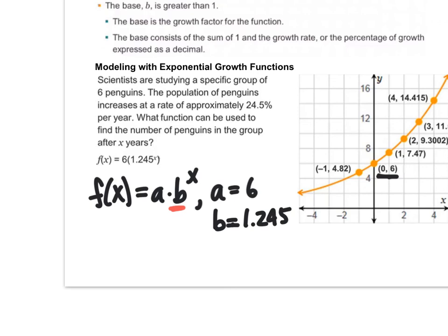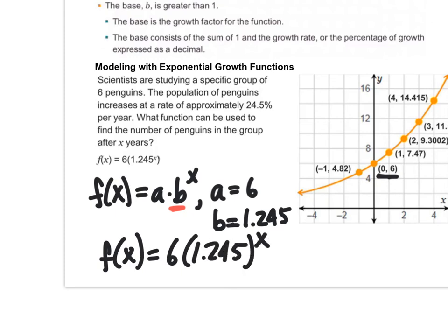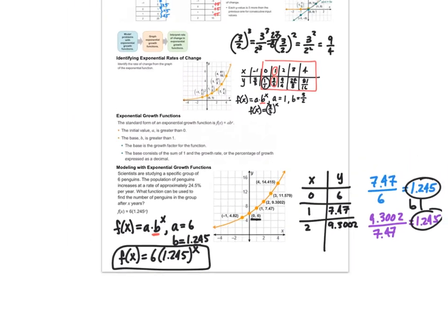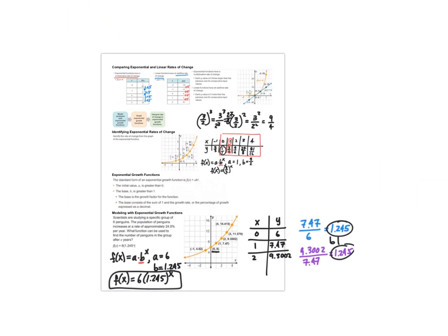And so then I just write my function and say f of x is equal to 6 times the quantity 1.245, all raised to the x power. Make sure that you watch this video and see how I get these numbers, and write down some of these steps. Some of them are pretty easy to do, some are not as easy.